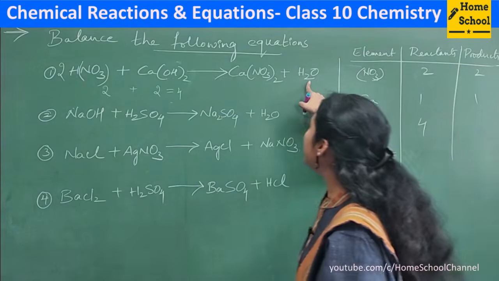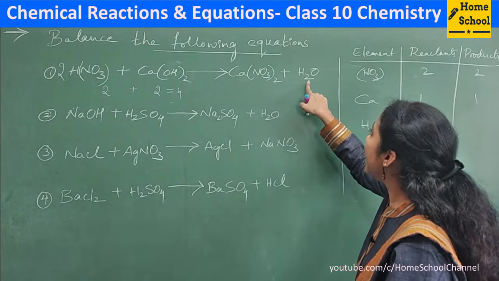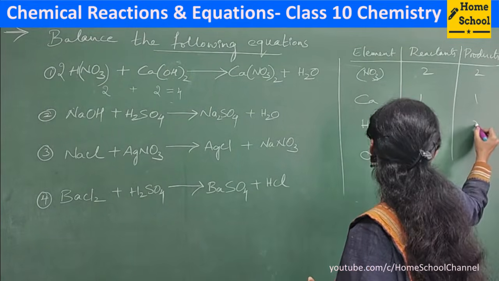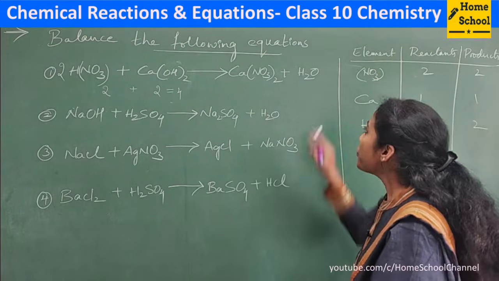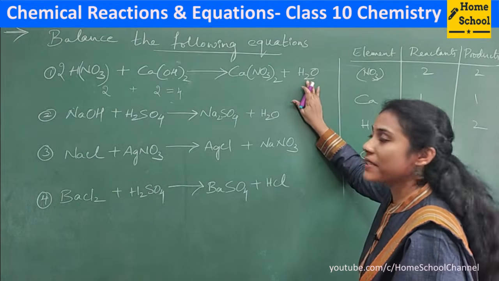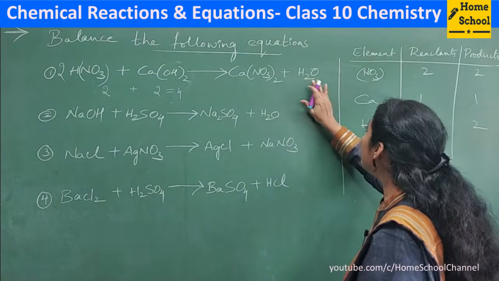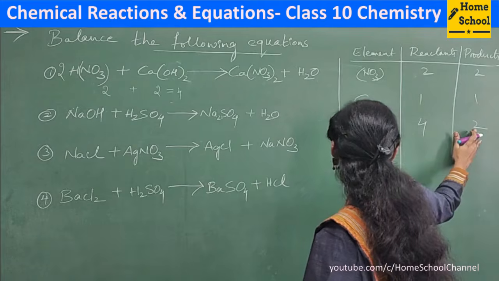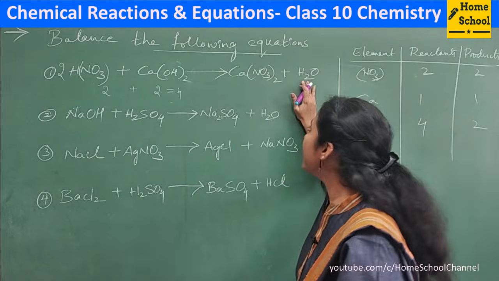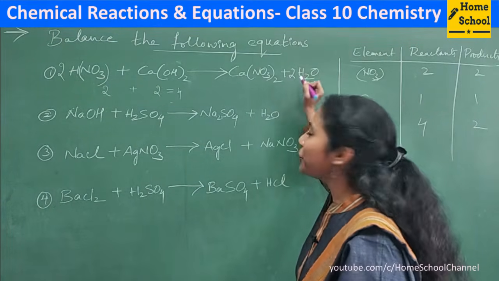Okay, so coming to the product side, how many hydrogen atoms? Only here, that means 2 hydrogen atoms are there. So you need to balance hydrogen atoms in the product side. So how do you make it? Initially there are 2 hydrogen atoms. How do you make 4 here? Just put 2 here.